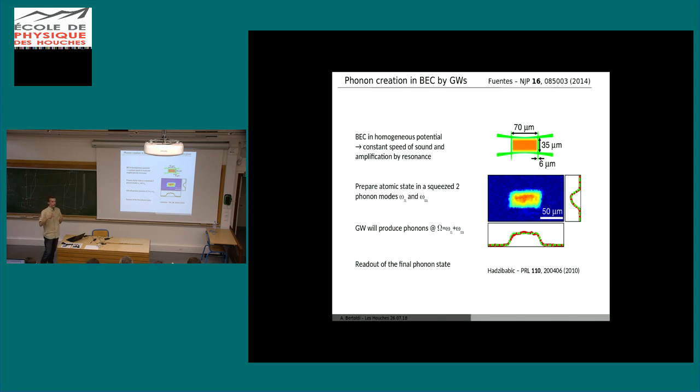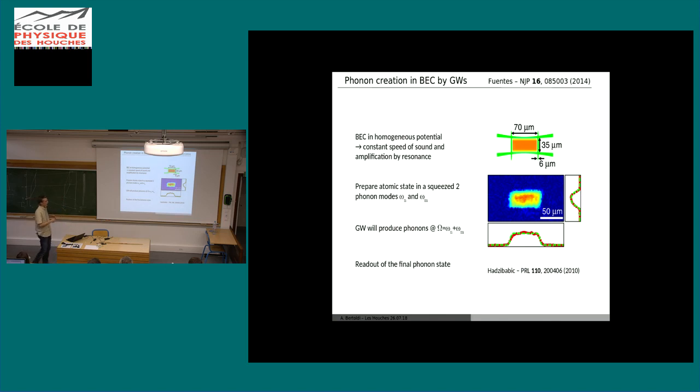So the eventual resonance excited by the gravitational wave will just travel, bounce, and build up with time. And so for what it means, she said that one has to prepare an atomic state in a squeezed two-photon mode, omega n and omega n, and then the gravitational wave will produce phonons, which are perturbations in the density profile of this BEC at a frequency that is the sum of these two phonons. I'm not really an expert on what they are. And then one has to read out the final phonon state. If there is a gravitational wave, you find these phonons, which are a perturbation on the profile of the BEC.